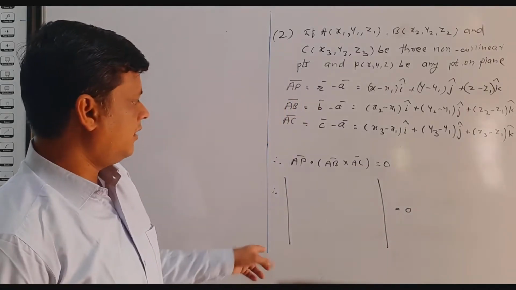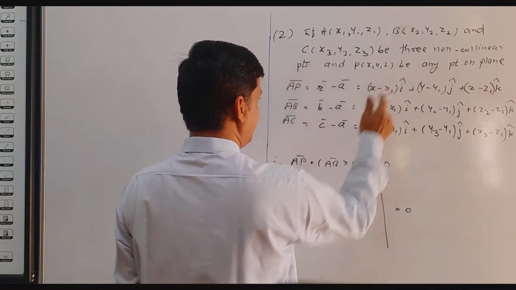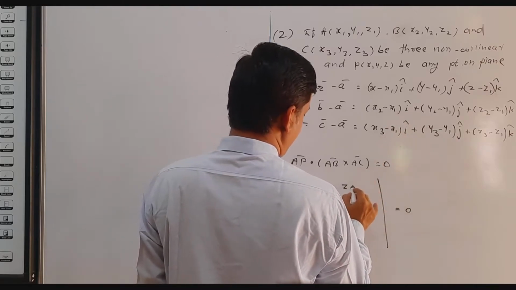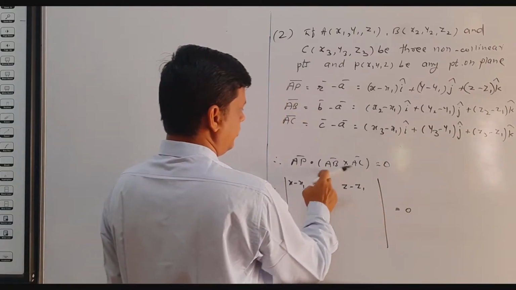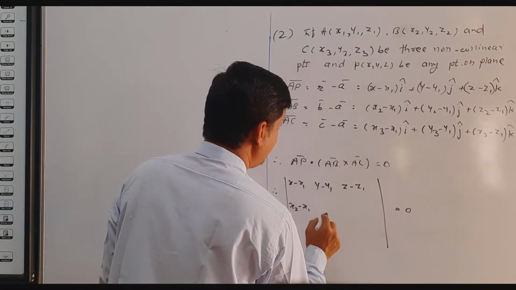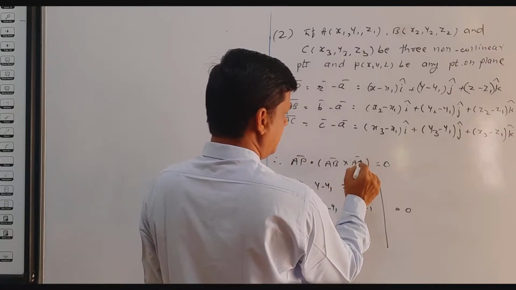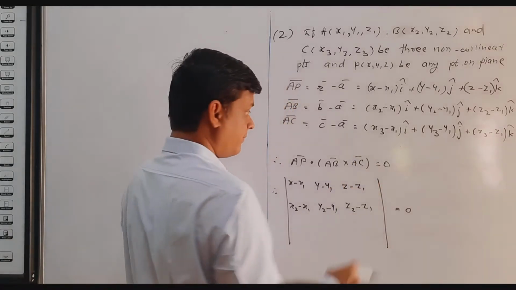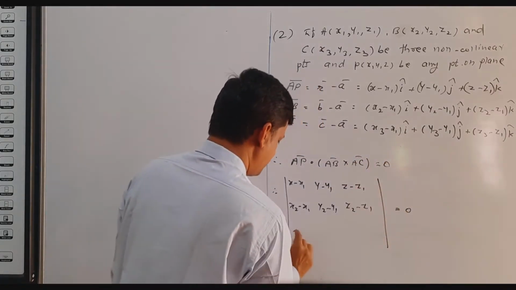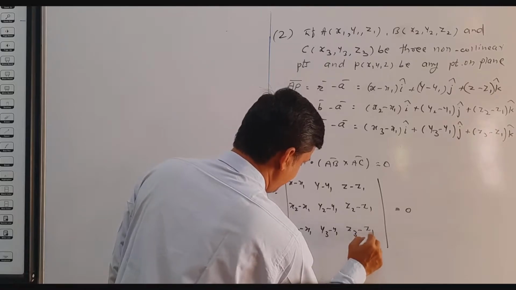So we write in the first row the coefficients of i, j, k of vector AP: x minus x1, y minus y1, z minus z1. Then in the second row we write the coefficients of i, j, k of vector AB: x2 minus x1, y2 minus y1, z2 minus z1. And in the third row we write the coefficients of i, j, k of vector AC: x3 minus x1, y3 minus y1, z3 minus z1, equals 0.